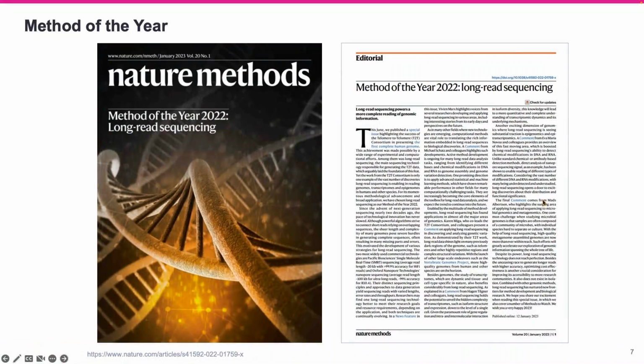And also last year, Nature Methods classified long read sequencing as the method of the year, and this is really backed by the work that went into the telomere to telomere project and the publication that came from that, where long read sequencing was really the key player driving that research and actually finally getting the first complete human genome.